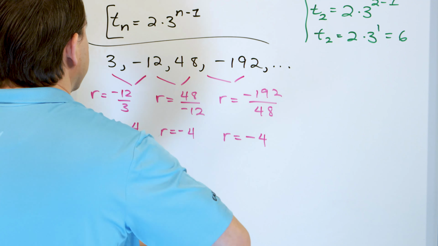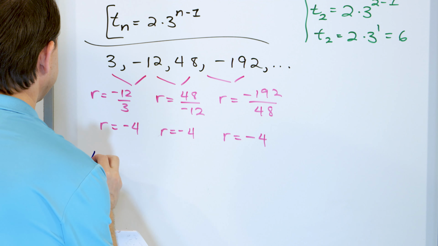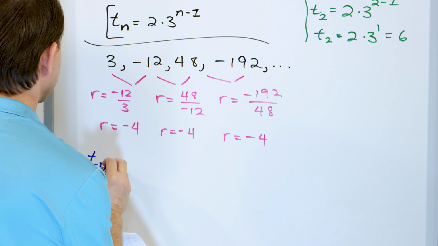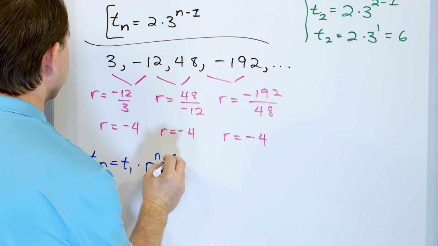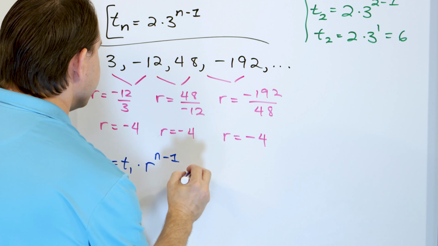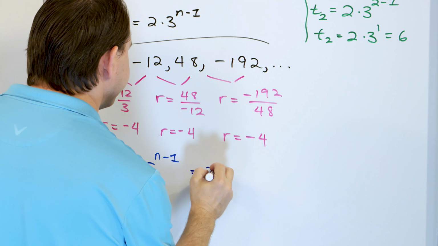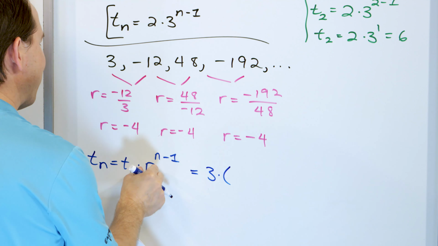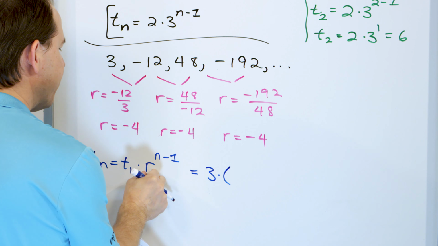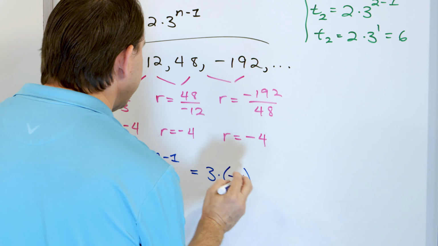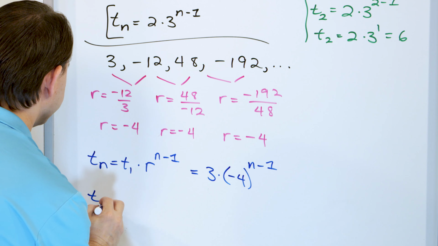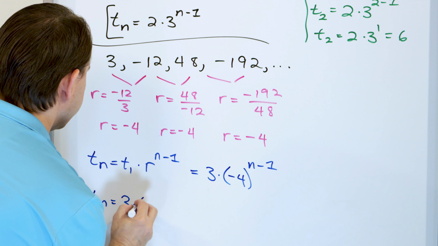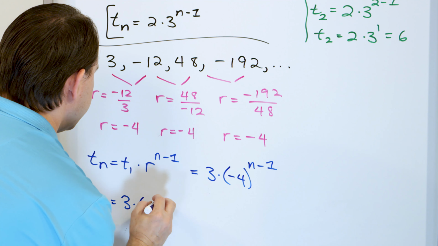So how do we write down the equation for the nth term? The nth term is equal to the first term times the common ratio to the power of n minus 1. The first term was 3. The common ratio, you need to wrap it in parentheses because it's a negative sign. The common ratio is negative 4. And then you have the n minus 1 right here. So you say the nth term is 3 times negative 4 to the n minus 1.